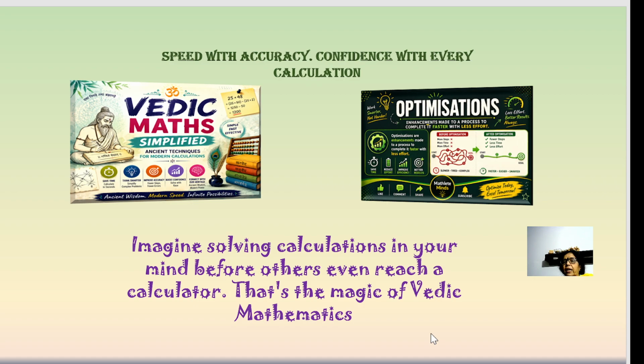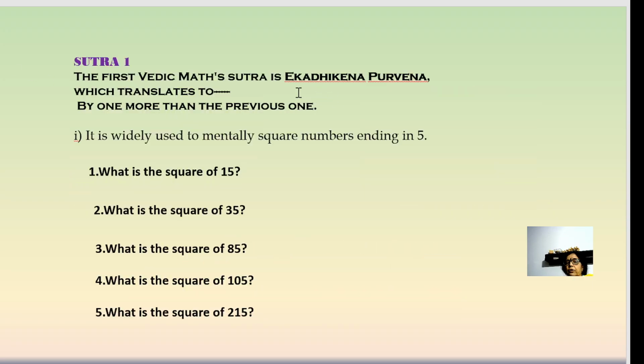So let us understand the sutras of Vedic mathematics. I'll begin with the first sutra, Sutra number 1, which has a typical name, and that is called Ek Adhikena Purvena. What does this mean? This is the Sanskrit name of that. It means pichle se ek adhik, one more than the previous. That is the Hindi meaning of it.